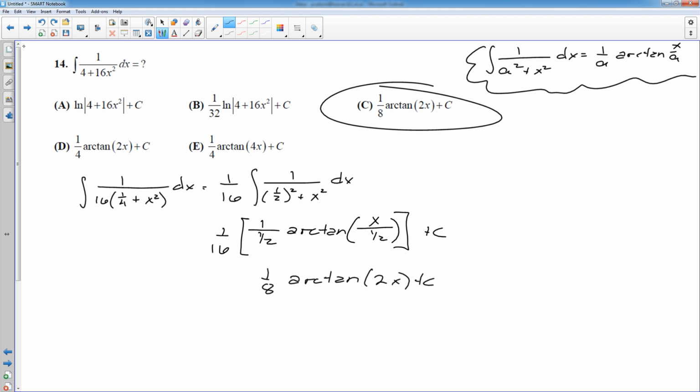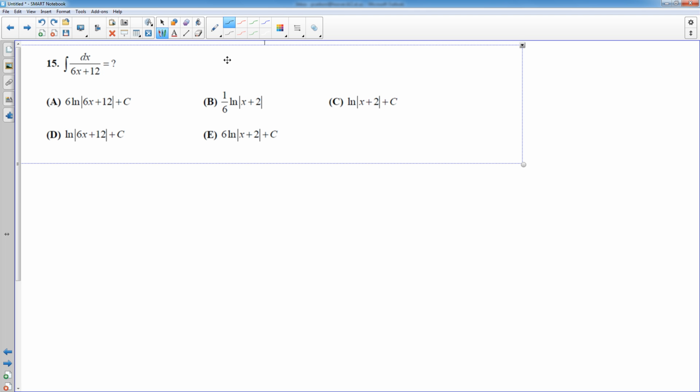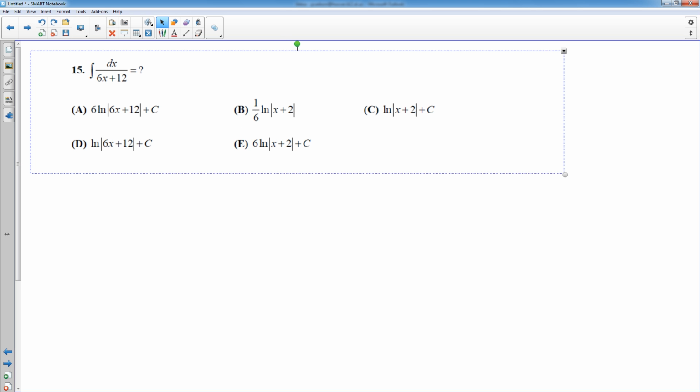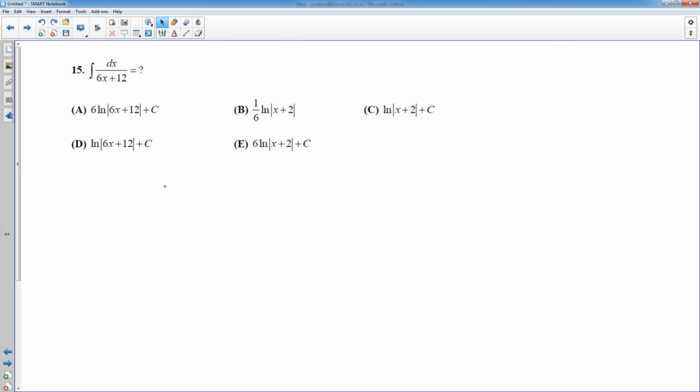Good. All right, number 15. Oh, this is going to be my favorite problem on the whole review. Anytime I have a fraction, the very first thing I look for is to see if I can make the top be the derivative of the bottom. And I'm looking at this one.